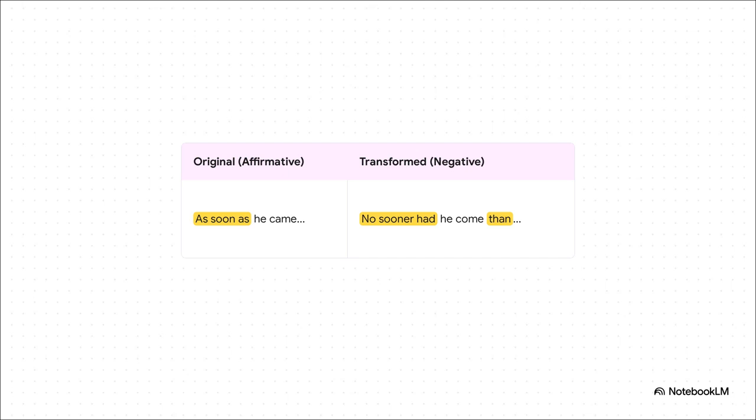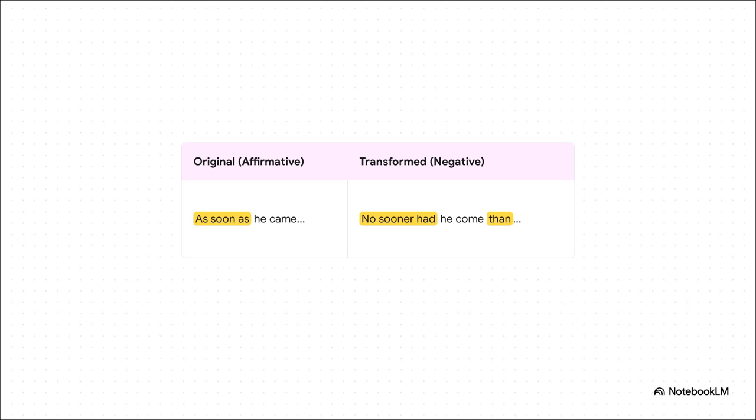Okay, here's a classic you are almost guaranteed to see on your exam. Transforming as soon as into no sooner had. The trick here is just remembering the pattern. It's always no sooner had, then your subject, then the V3 form of the verb, and, don't forget this part, you connect the two ideas with the word than.